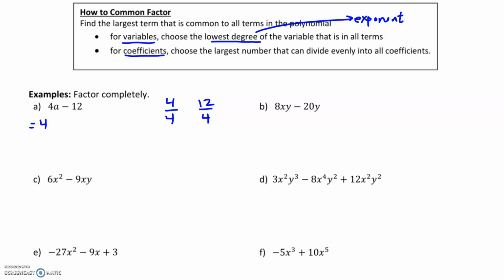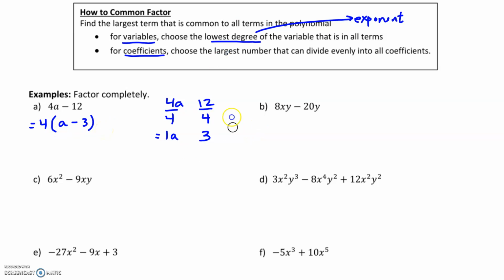All right, now let's look at the variables. I have an a in my first term and nothing in my second term. There is nothing common. So the common factor for this question is only 4. And now what we do, I'm just going to add an a here. So 4a we divide by 4, which leaves us just with a, or 1a. And 12 divided by 4 is 3. And we're done. Essentially what we did, we just divided the first term by 4, which gave us 1a, and we divided the second term by 4, which gave us 3. And then those are the factors that are left in the brackets.